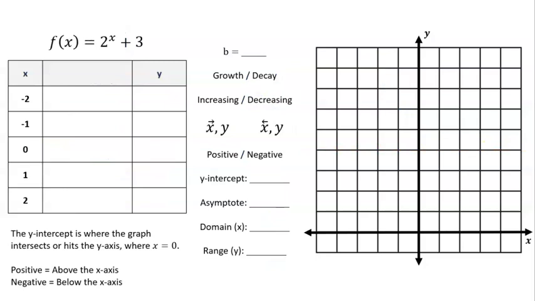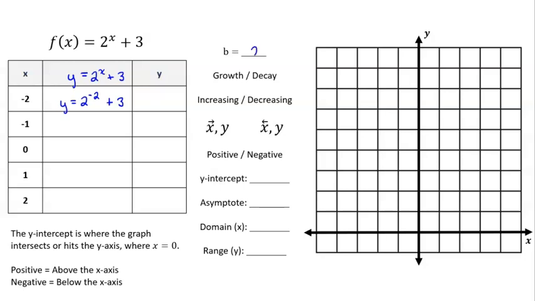All right, let's take a look at another one. So we have y equals 2 to the x plus 3. In this particular calculator, you can just type it as is. So you're going to put 2 and then y to the x negative 2, and then you're just going to put plus 3 on the end. And so go ahead and fill out your table.